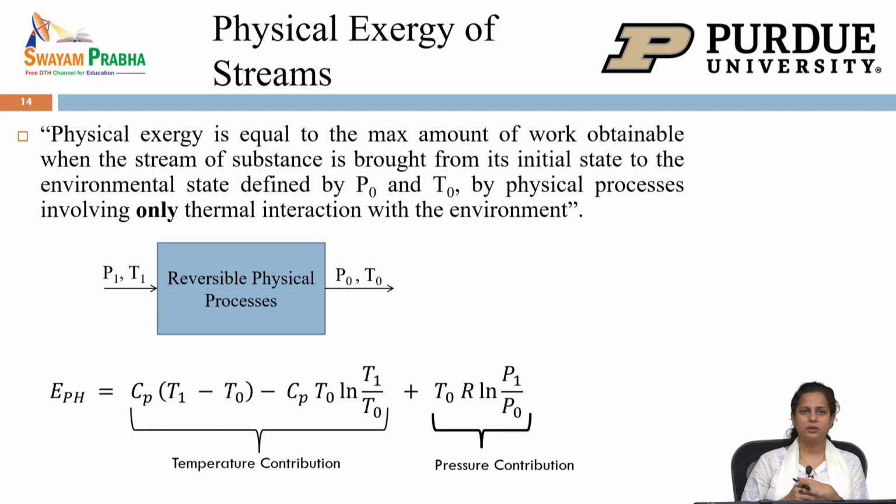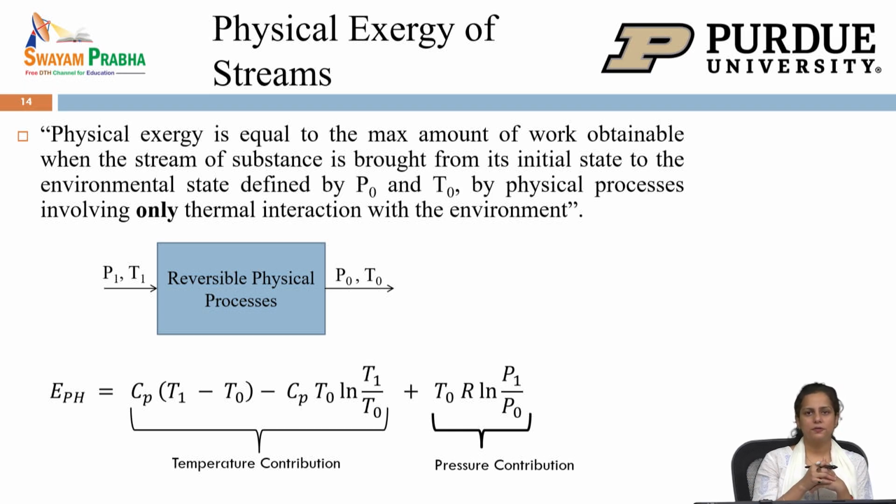So let's go and look at the physical exergy of streams. So here physical exergy is equal to the max amount of work that is obtainable when the stream of substance is brought from its initial state P1 T1 to the environmental state P naught T naught by physical processes which are only involving thermal interaction with the environment, and also these are reversible physical processes. If you have irreversible processes, there is further loss, but we are looking at the reversible physical processes, and we are saying that we are making the initial stream which was at P1 T1 in equilibrium with the environment.